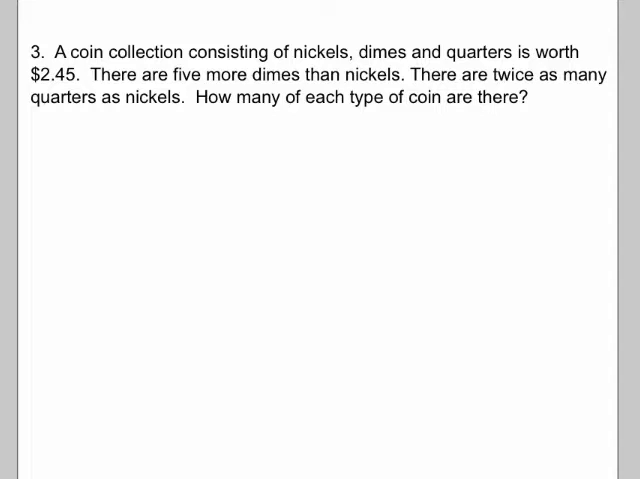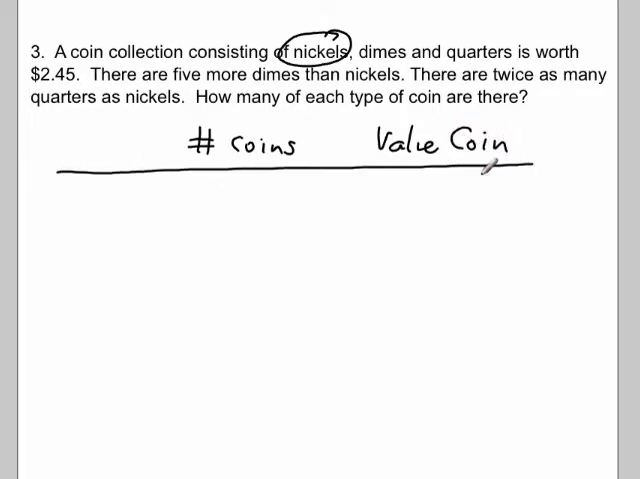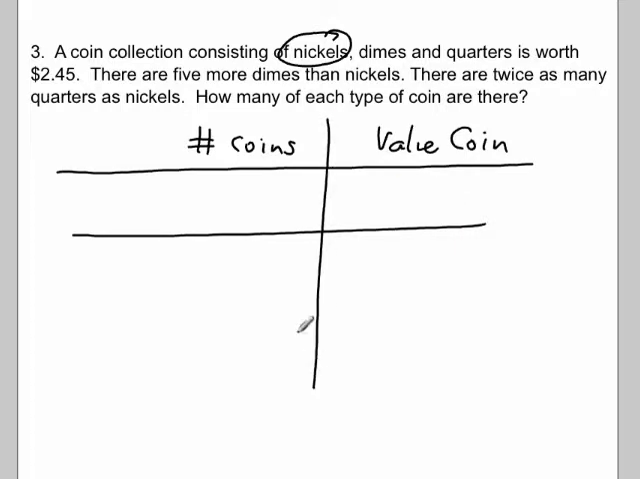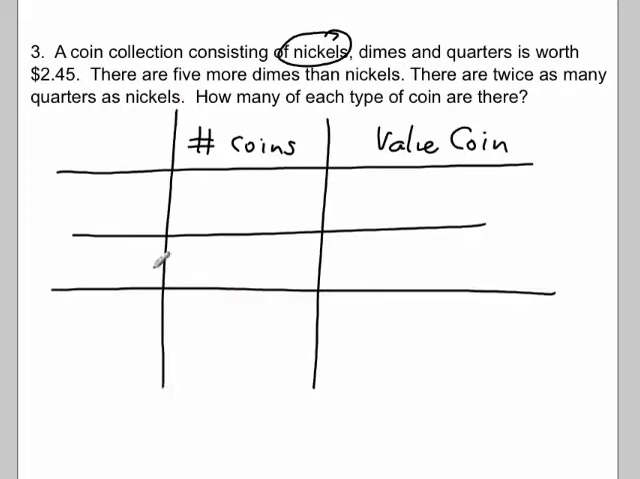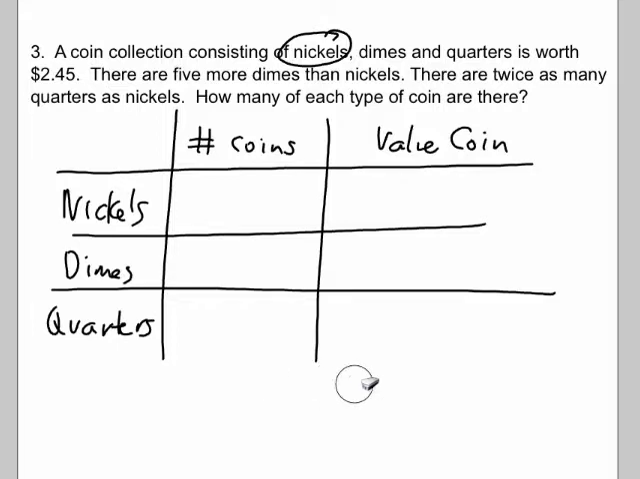So what we've got going on in this question is two different things about the coins. For example, if you take the nickels, we have the number of nickels, and we also have the value of the nickels. Okay, so I'm going to set up a let statement using a chart in 3 parts, and I'm going to look at the nickels, dimes, and quarters separately to begin with.